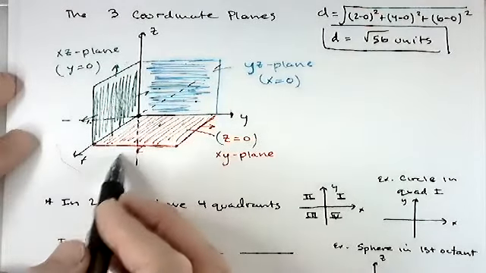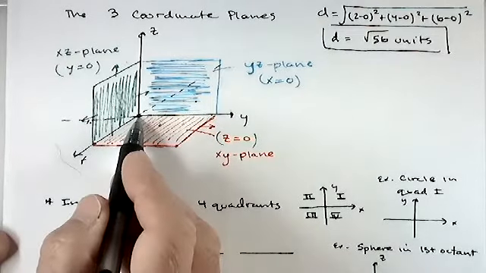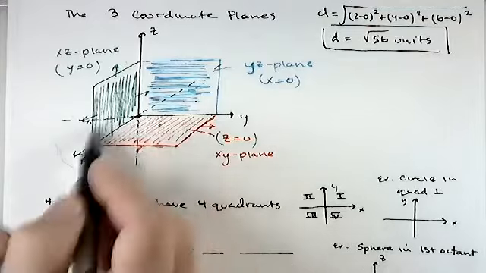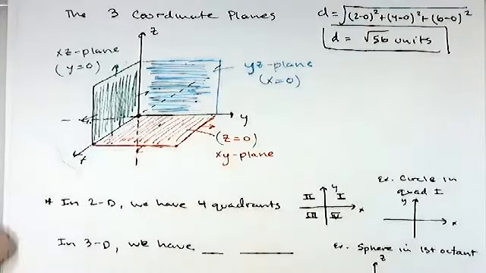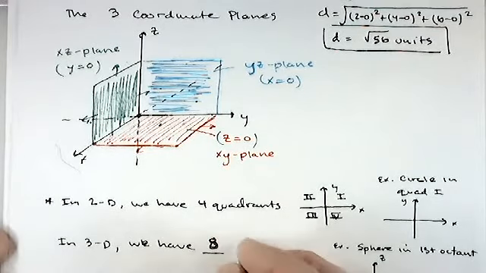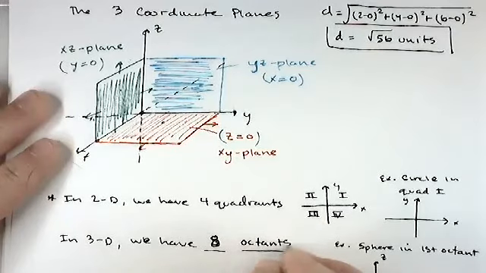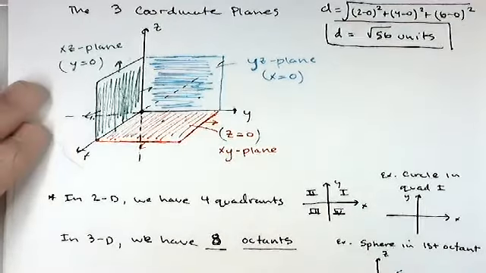Now, if you went downstairs on the 1st floor, how many rooms would look up and see that same exact point? Do you see that there's 4 rooms underneath? And so if you put those all together, how many rooms share the origin? There's 8 of them. And so in 3D, we talk about 8. And instead of quadrants, we call these octants. 8 octants.